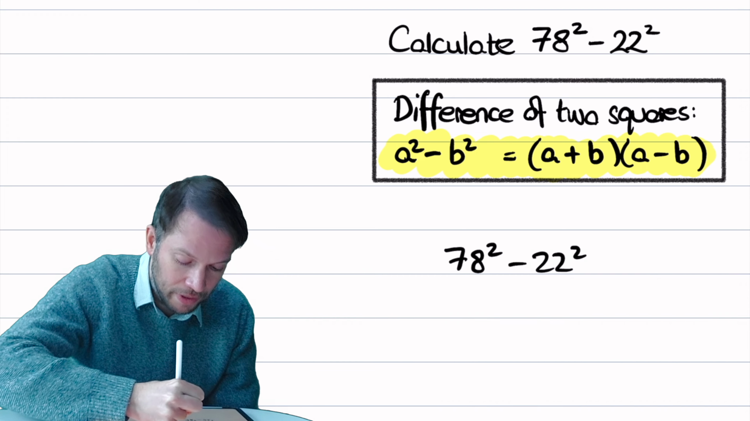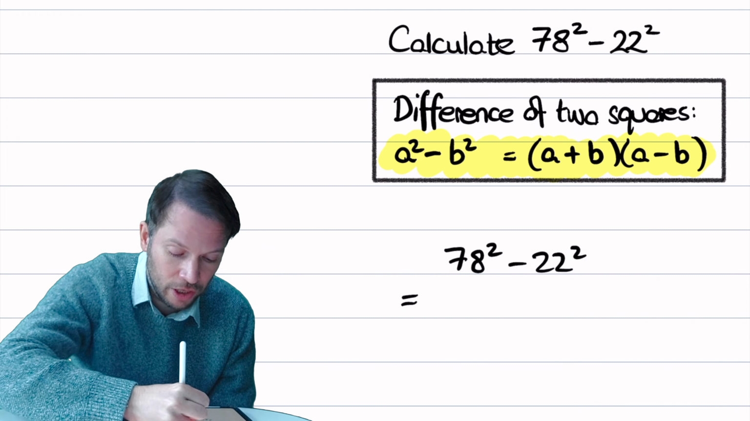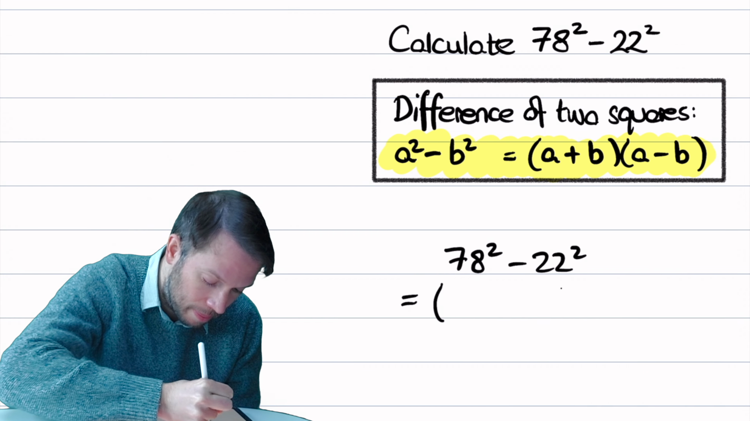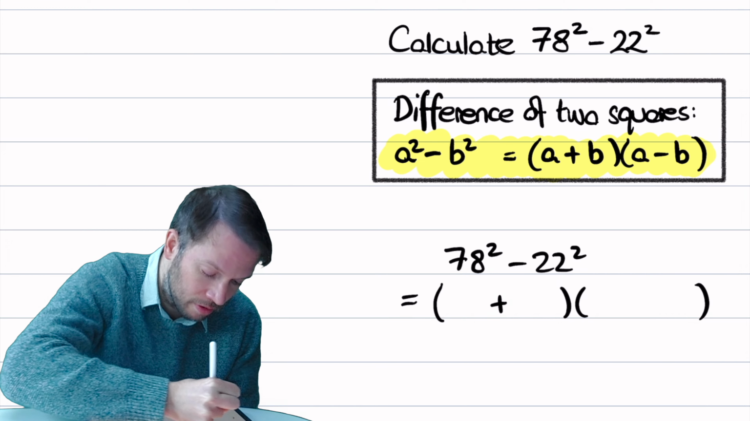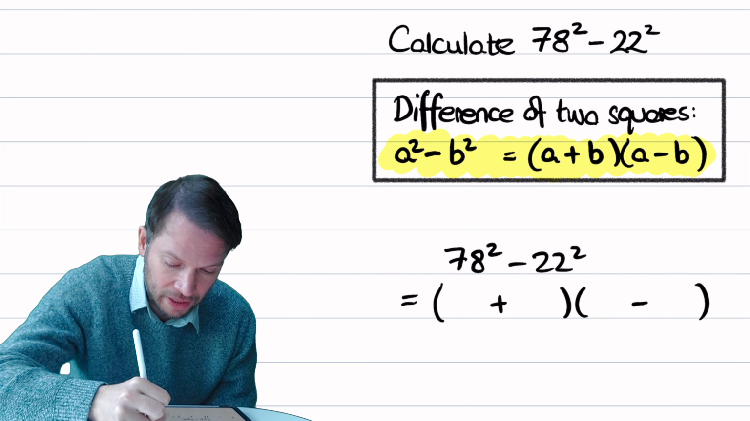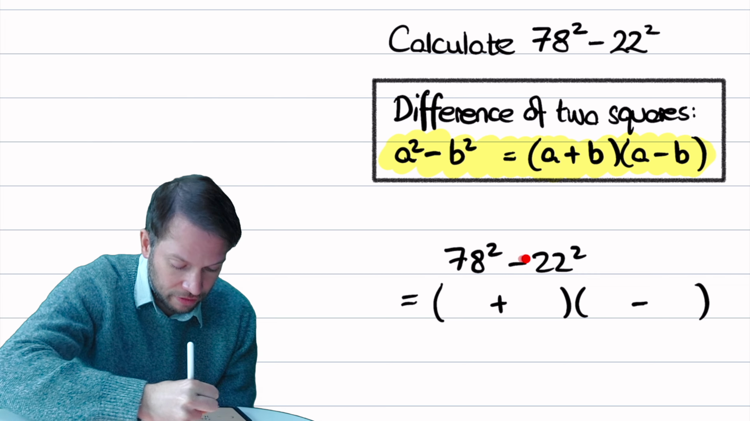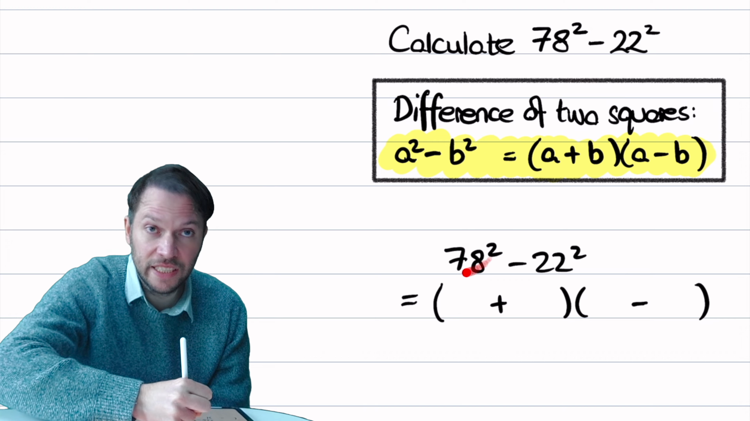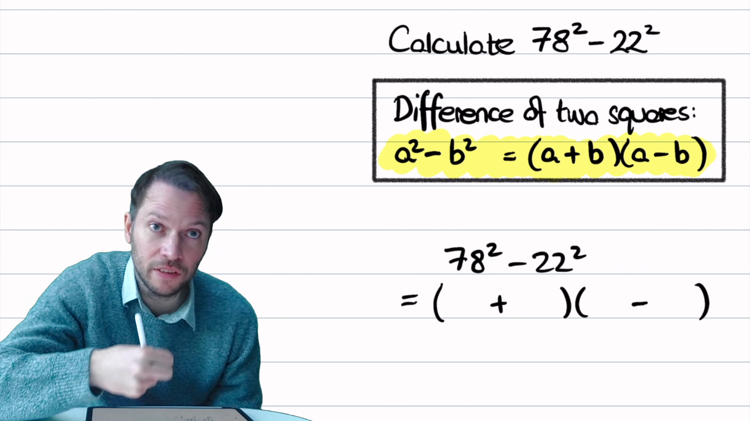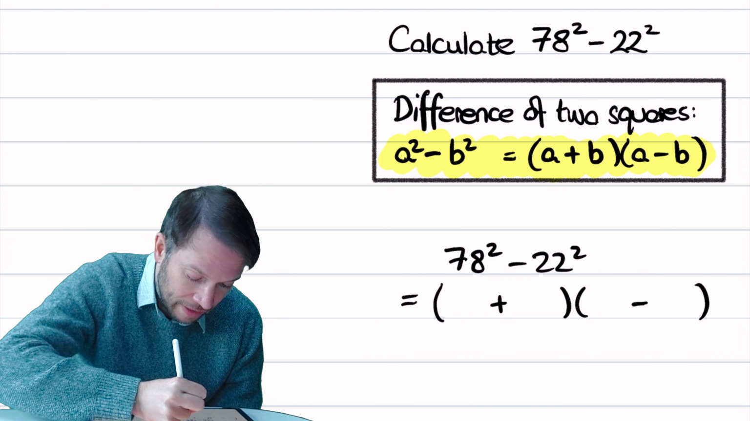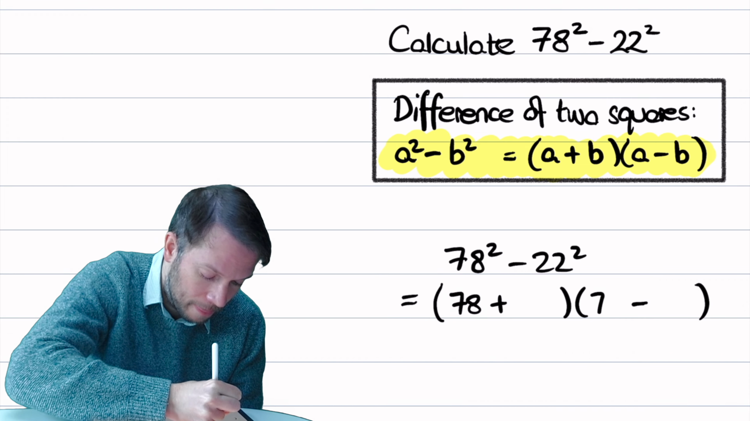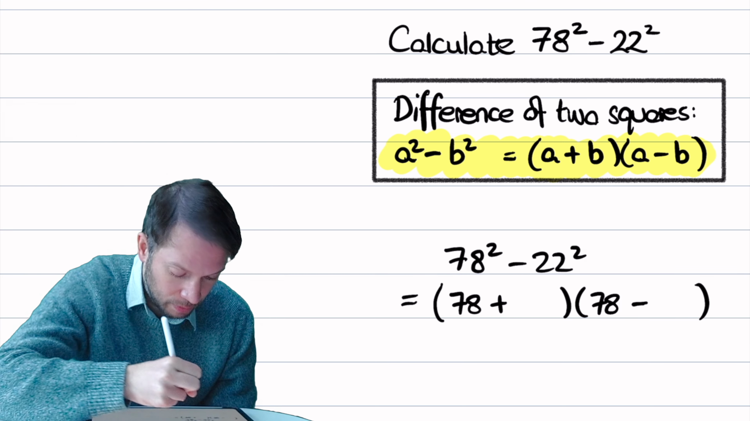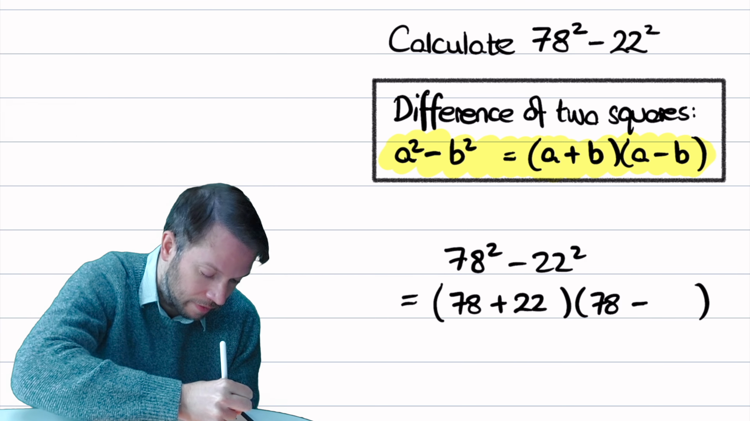And just because they're numbers, it doesn't mean that we can't still use this particular factorization here. So we're going to have two brackets, one with a plus in the middle, one with a minus in the middle. And then we've got a difference of two squares here. So we do the square root of the first term. The square root of 78 squared is just 78. The square root cancels out the squared. So we have 78 as the first term of each bracket. And then what's the square root of the 22 squared? Well, it's just 22. So we put 22 as the second thing of each bracket.